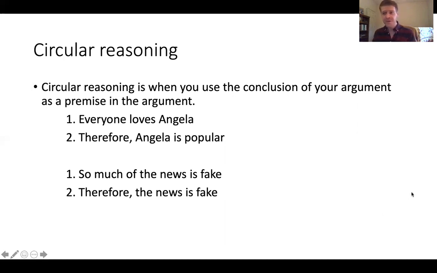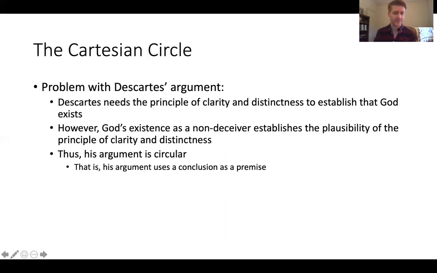So what does this have to do with Descartes? The problem with Descartes' argument is that he needs the principle of clarity and distinctness to establish that God exists. However, God's existence as a non-deceiver establishes the plausibility of the principle of clarity and distinctness.